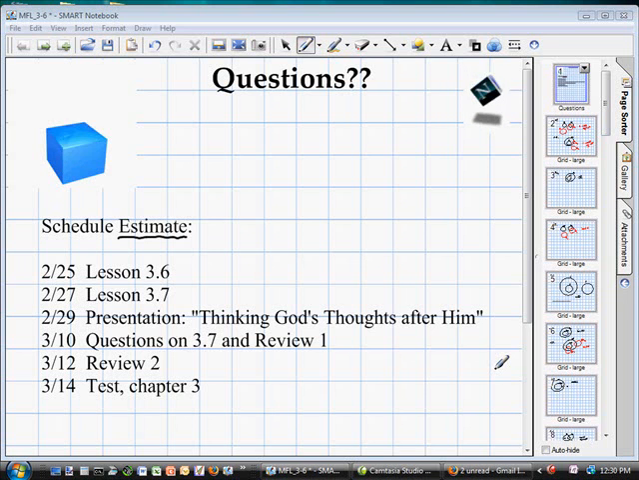Right. This is my estimate, emphasis on the word estimate. What I'm thinking would be the schedule for the next 2 weeks that we have school. This week we basically wrap up chapter 3 and there's a presentation. When we come back, that week has 2 days of review and a test. So approximately, that's the way it looks. Okay?